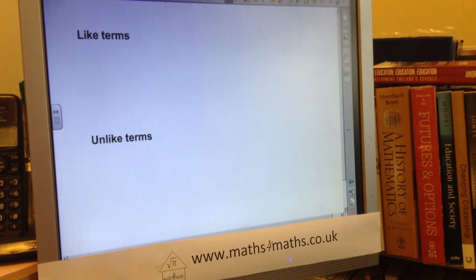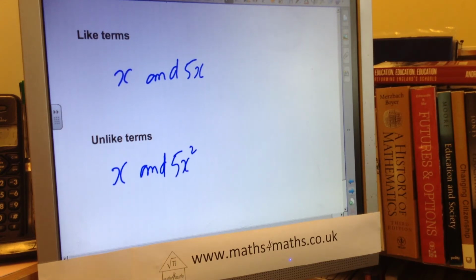Like and unlike terms. x and 5x are like terms. However, x and 5x squared are unlike terms. These are like terms because they have the same variable and the same power, no exponent. It's just x and this is just x.